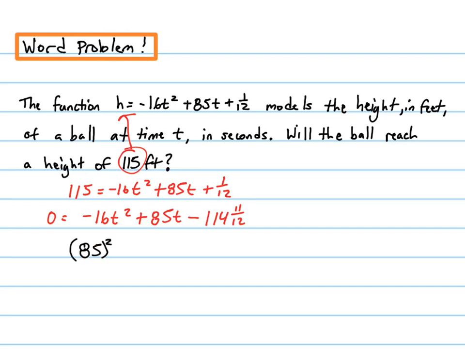And with that, we're going to get 85 squared minus 4 times negative 16 times negative 114 and 11/12. And so if we crunch all this on our calculator, we end up getting that our discriminant in this case is negative 129 and 2/3. Since the discriminant is negative, that means we have no real solutions based off of the 115 we plugged in, so it will not reach 115 feet.